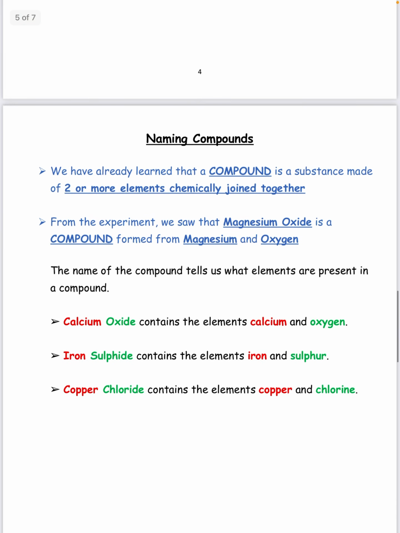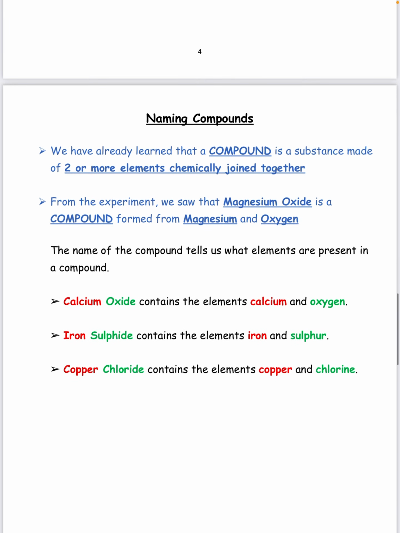So if we look at this second bullet point in blue here, from the experiment that we saw, magnesium oxide is a compound formed from magnesium and oxygen. So the compound name is called magnesium oxide. And we know it's a compound because we've got our 2 element names, but it ends in IDE. And that tells us that it is a compound.